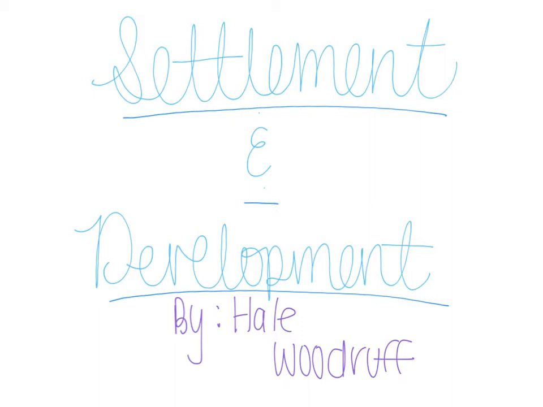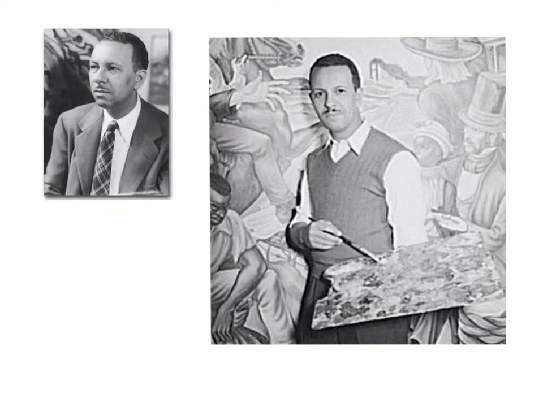The mural I chose for this project was called Settlement and Development, and it was by an African American artist known by the name Hale Woodruff. Hale, who is pictured here, was born in 1900 and lived till 1980, and he was an African American artist known for murals, paintings, and prints, and he sought to express his sense of heritage in abstract painting.